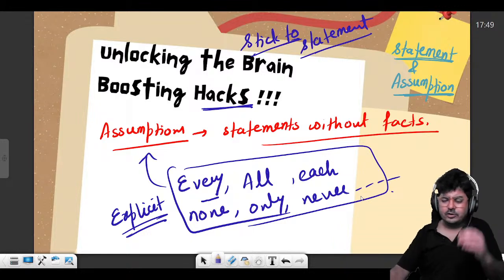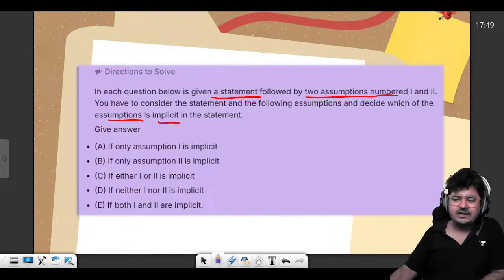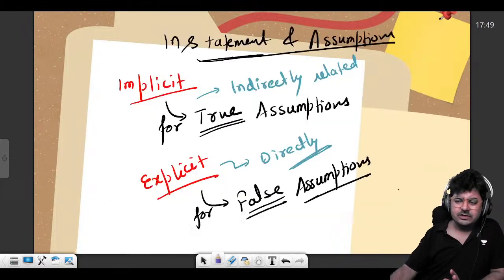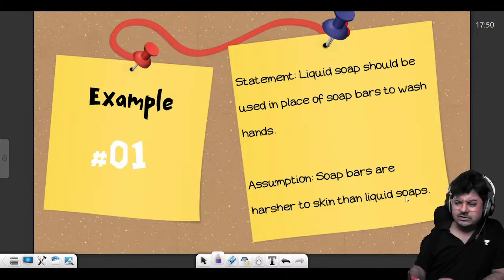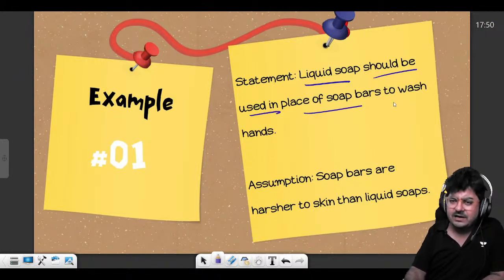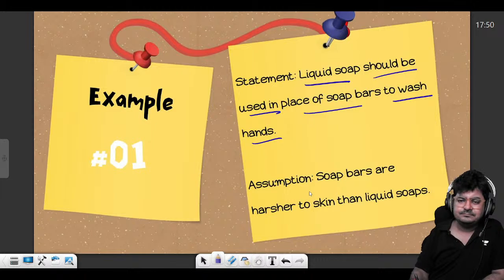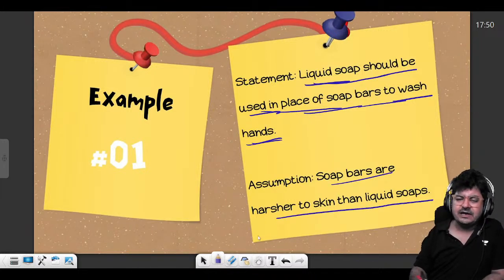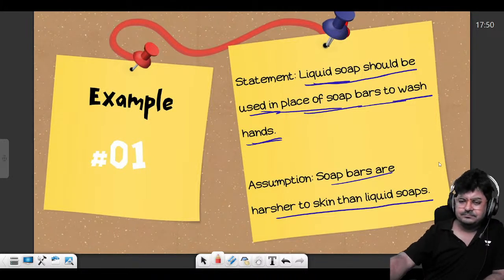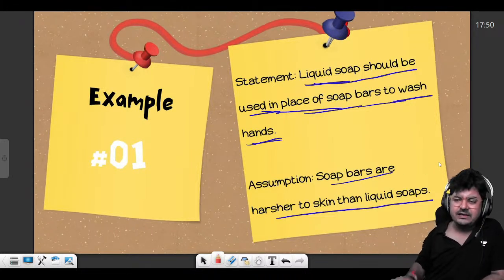Yes, okay, wonderful. अब थोड़े एग्जाम्पल लेते हैं और किस तरह से आइडेंटिफाई करते हैं. There are many ways. Okay, so there are a few examples I have taken like this. We will discuss questions later, but for some let's understand the stuff. A statement: liquid soap should be used in place of soap bars to wash hands. Assumption: soap bars are harsher to skin than liquid soaps.